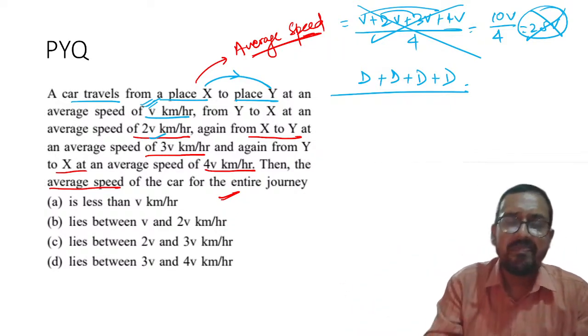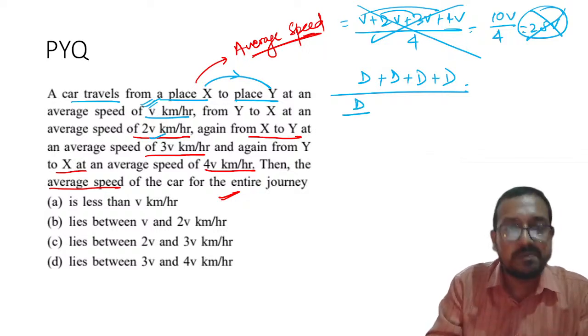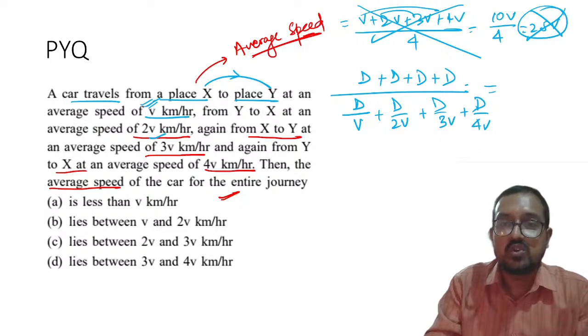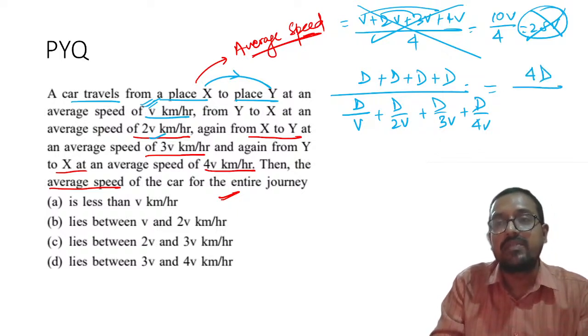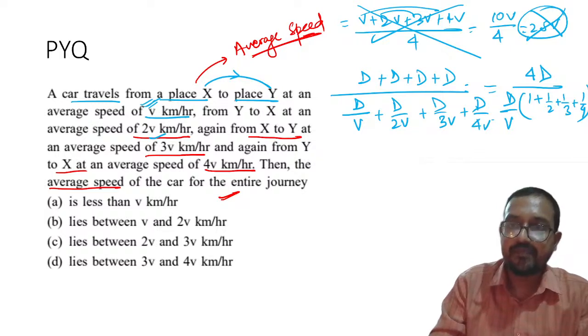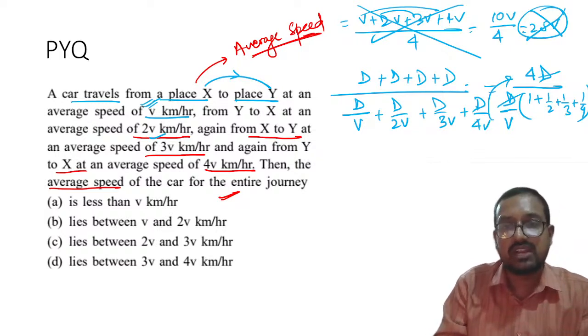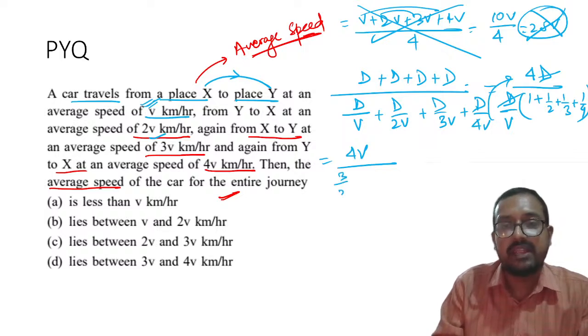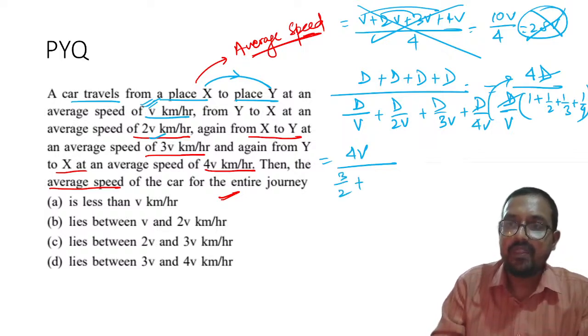Right? Now time taken is nothing but distance upon speed. That is equal to d upon v plus d upon 2v plus d upon 3v plus d upon 4v. That is like harmonic mean. So you also know that at the top it will become 4d, and from the bottom we can take d upon v common, and it will become 1 plus 1 by 2 plus 1 by 3 plus 1 by 4, right? V will go up, d will cancel, so that will become 4 times v upon 1 plus 1 by 2 will become 3 by 2 plus 1 by 3, 7 by 12.